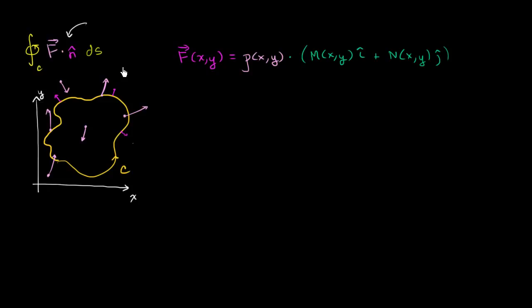So right over here, I've rewritten F as a product of a scalar function and a vector function. The scalar part, rho of xy, rho is a Greek letter often used to represent density of some kind. In this case, it's mass density. So at any given xy point, this tells us what the mass density is. We're in a two-dimensional world, so it's mass per area.